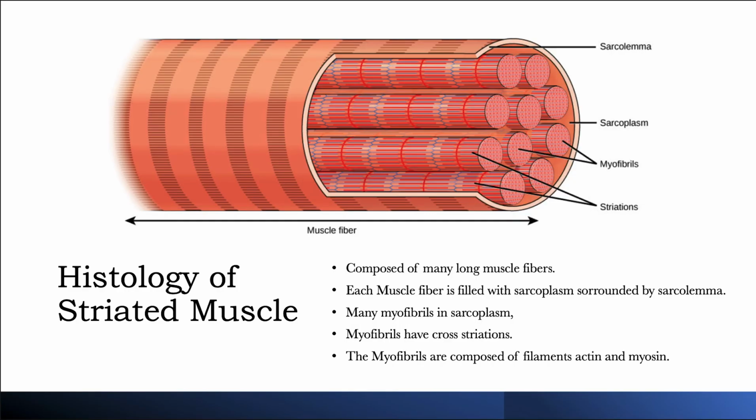Let's talk about the histology of striated muscle. Now, striated muscle is composed of very many long muscle fibers. That's the first thing we need to know. Here, this is the muscle fiber. This is the muscle fiber. We have 1, 2, 3, 4, 5, 6, 7, 8, 9, 10. This is an artistic impression of how an endomysium would look. And then this membrane that surrounds them here has a general name, and that general name is a sarcolemma.